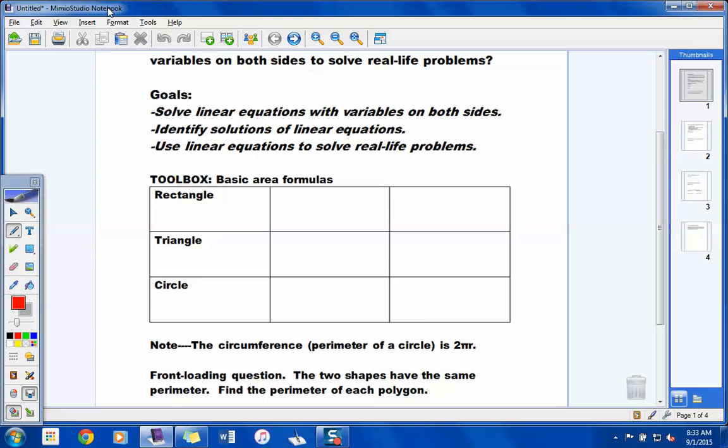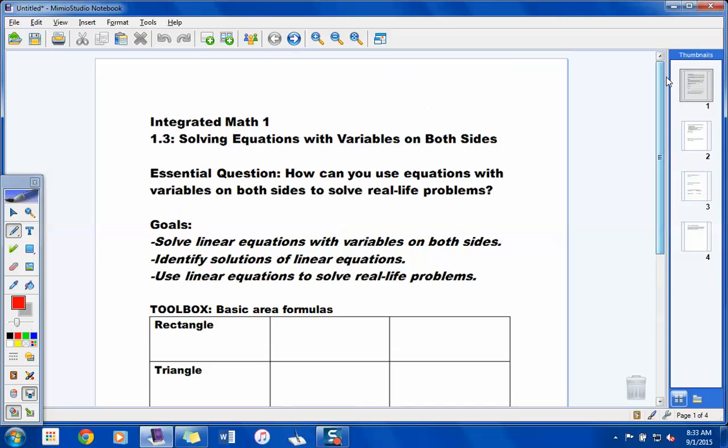Okay, guys, let's rock and roll here. We've been doing a very nice job at looking at solving multi-step equations. A lot of what we look at today is going to be very similar to what we've been doing. We're just going to add an extra step to this. And today, 1.3 is going to talk about solving equations with variables on not just one side, but both sides.